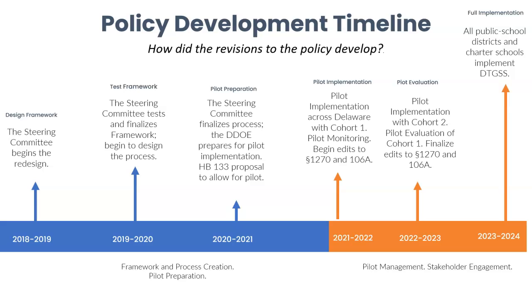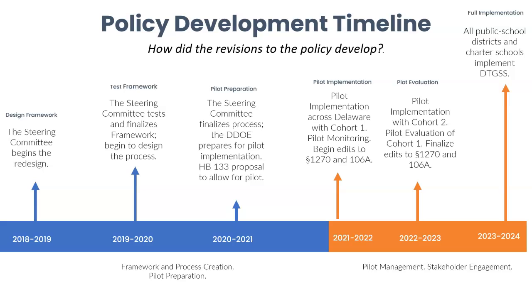In 2019-2020, the steering committee tested the framework in over 10,000 classrooms across all grade levels. The steering committee was able to create a representative sample of data to support the use of the framework across classrooms. In 2020-2021, the steering committee finalized the process and prepared for pilot implementation. Some of these preparations included recruiting pilot LEAs, presenting on the framework and process, creating the resources and the DTGSS guidebook, to name a few.